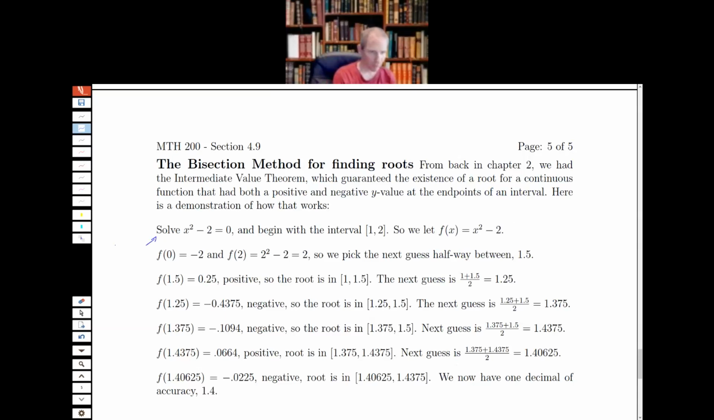So this is finding the square root of 2. Now, this gets really messy with a bunch of computations, so I kind of wrote this all out ahead of time, right? So we're going to start with the interval 1, 2.